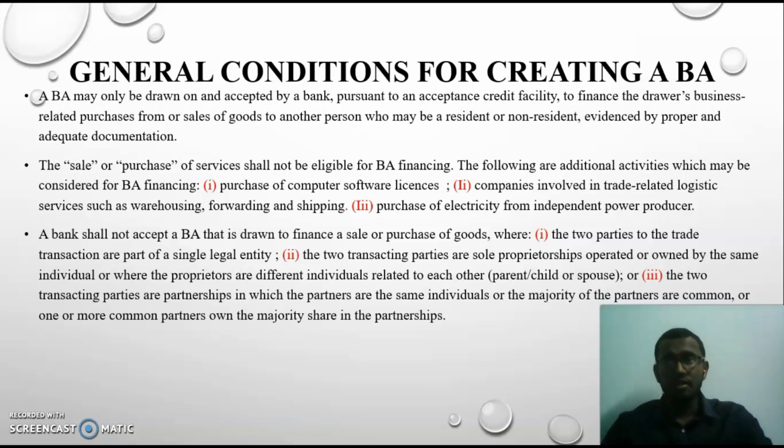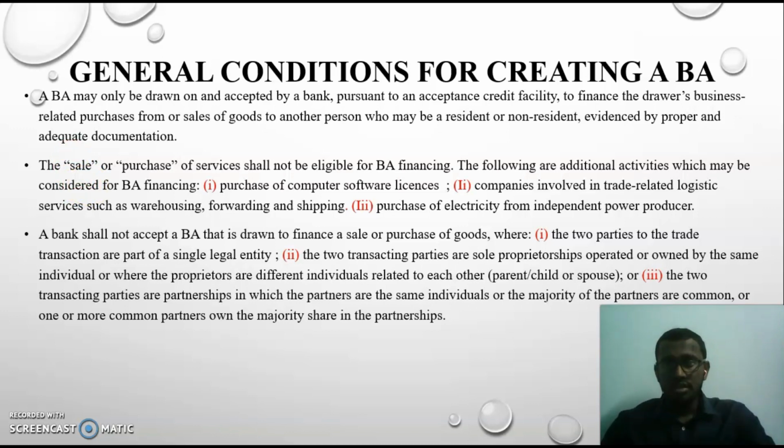There are the following additional activities which may be considered for BA financing. First is purchase of computer software license. Second is companies involved in trade related logistic services. Third is purchases of electricity from an independent power producer. And lastly, the bank should not accept a BA drawn to finance the sale or purchase of goods where, number 1, the two parties to the trade transaction are part of a single legal entity.